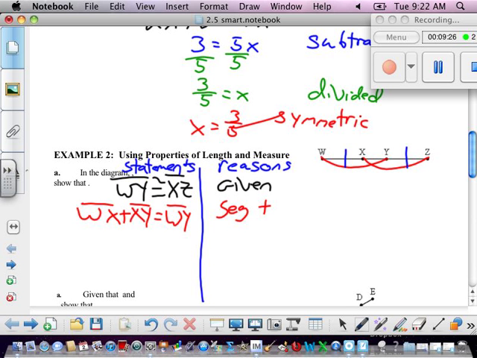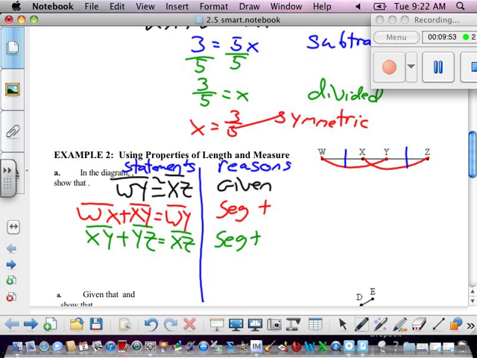Okay. What about XZ? Can we do the same thing? Can we say XY plus YZ equals XZ? And that's segment addition? Yeah? Uh-huh. Okay.